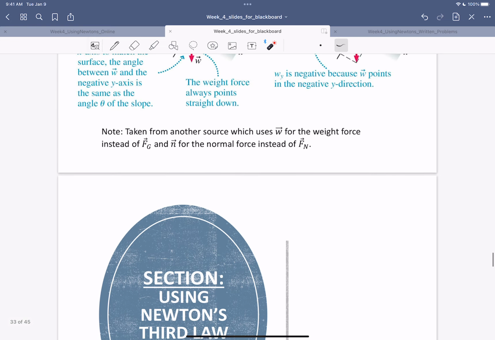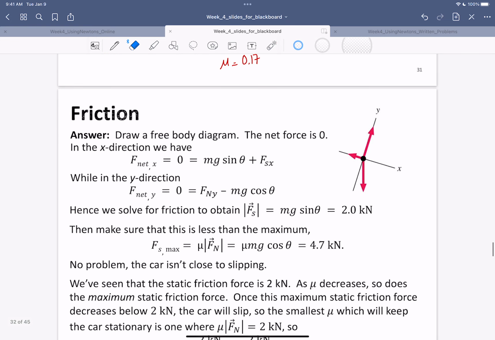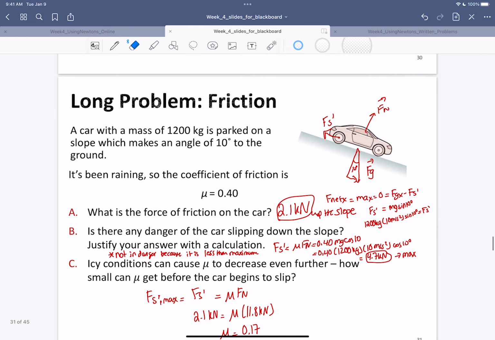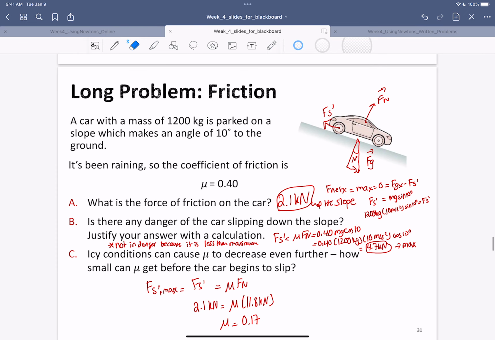Yeah, go ahead. This one? This one? I haven't, no. Would you like me to? Okay, yeah, I can go over it.